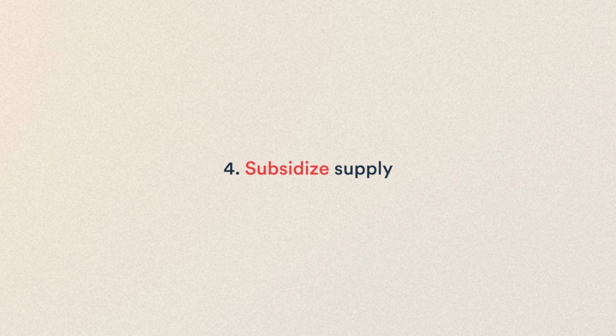Number 4 is something that takes deep pockets and that we see much more rarely: subsidize supply. Uber somewhat infamously did this by offering cash rewards to drivers. Another thing you could do is offer a stake in your marketplace, like the stock photo marketplace Stocksy did in the early days.